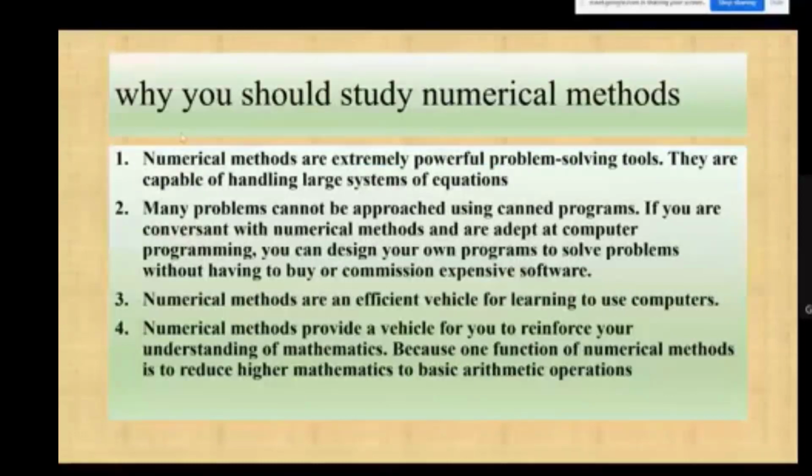Okay. Why should you study numerical methods? Why should you study the numerical methods? First.